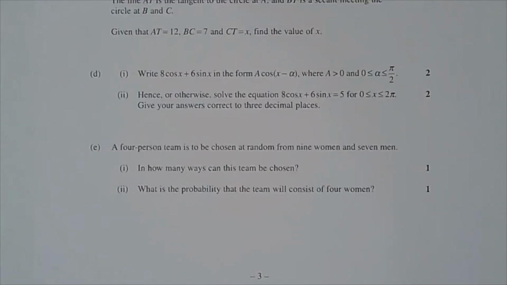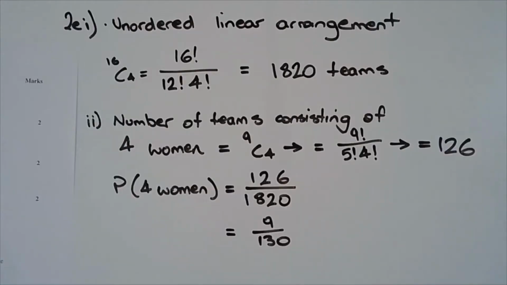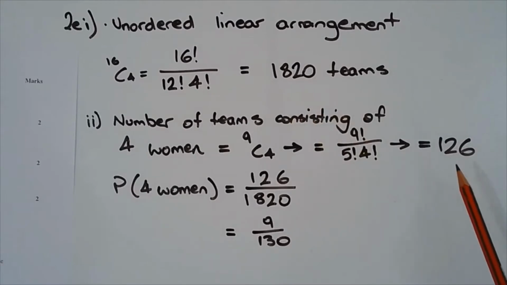Part 2. What is the probability that the team will consist of 4 women? The number of teams consisting of 4 women is given by 9 choose 4, which is 9 factorial over 5 factorial 4 factorial, which equals 126. So out of the 1,820 teams, 126 teams will consist of 4 women.